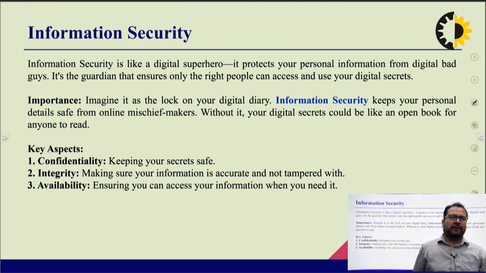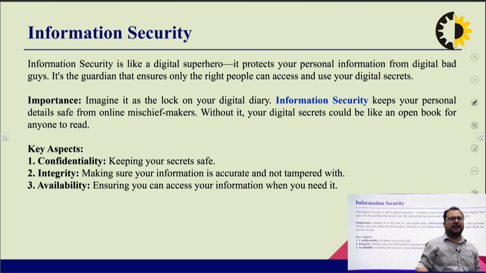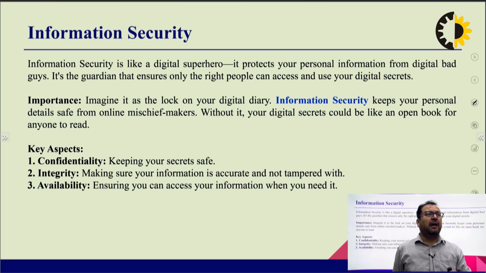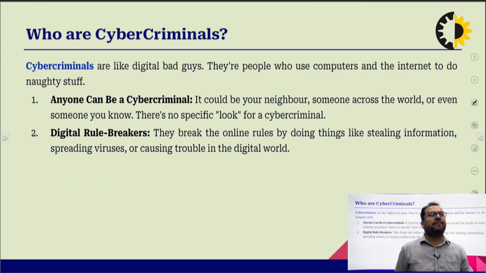Confidentiality means keeping your secrets safe. Integrity means making sure your information is accurate and not tampered with. Availability means ensuring you can access your information when you need it. There are many other factors like authentication and freshness, but the major key aspects are that the message must be confidential, have integrity, and be available when you want it.